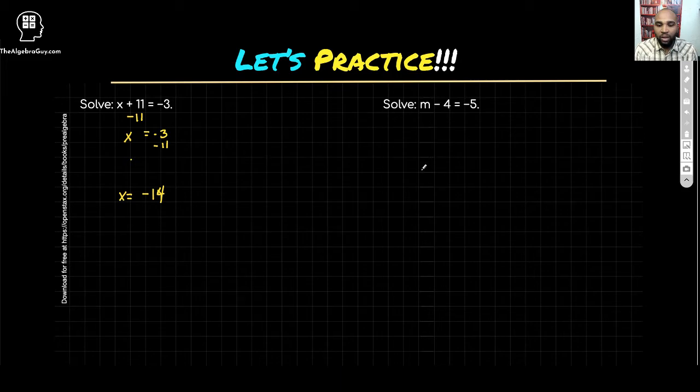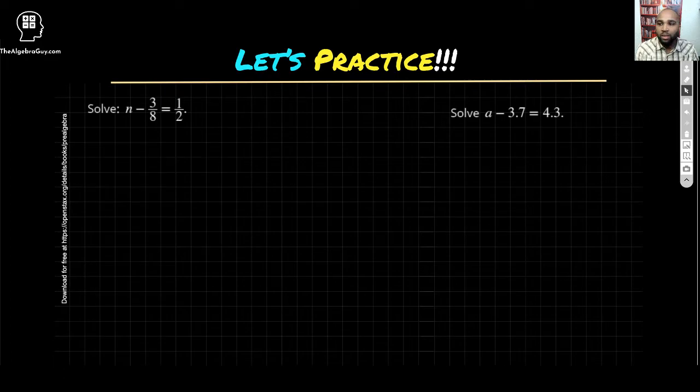All right, so same thing here. I want m equals something, but I have an m minus 4. So to get rid of this 4, if I add 4 over here, then it'll be 0. Well, I have to add 4 on both sides to keep this equal. So now that leaves me with m equals -4 plus 1, which is a -1. And that's how you solve them.